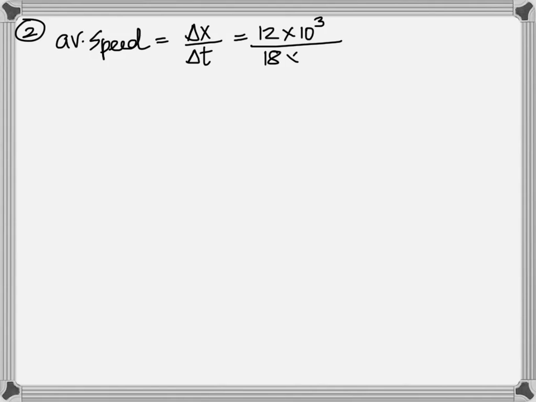Question 2. The student drove to the university, and the distance was 12 kilometers. The trip took 18 minutes. We've got to find the average speed. Again, the average speed is distance by time here. That's kilometers in meters, that's 12,000, divided by 18 minutes, which has to be converted into seconds. So that's 18 times 60. So now you have it in meters per second.